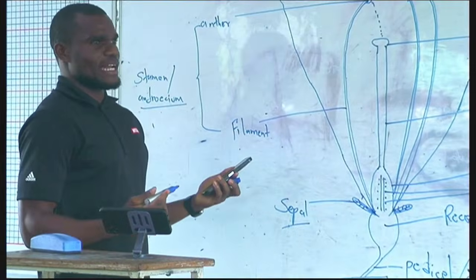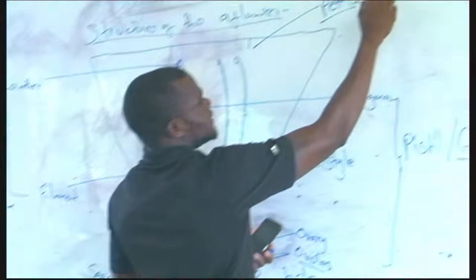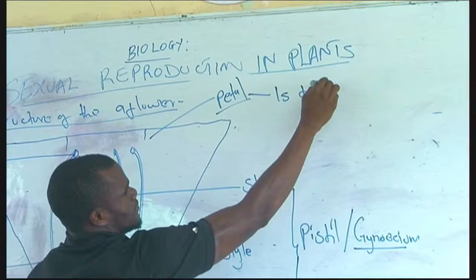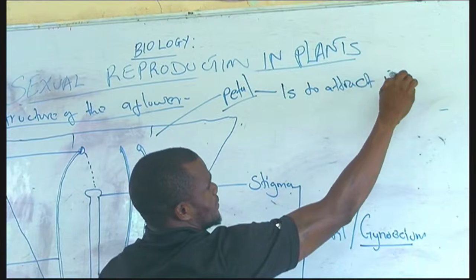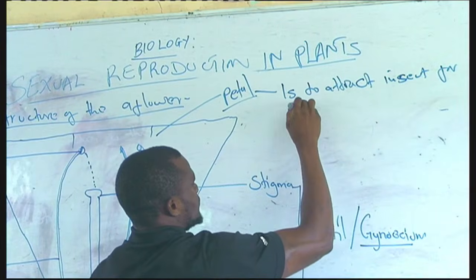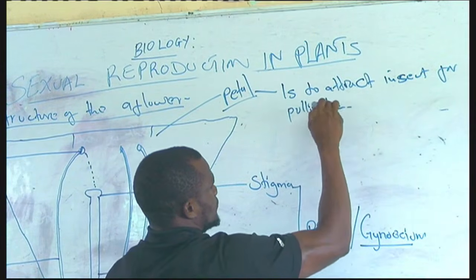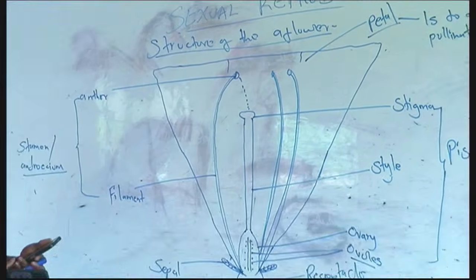What is the function of that brightly colored structure? It is to attract insects for pollination. So it is the part that attracts insects for insect pollination. I hope up to that part we are clear with the structures.